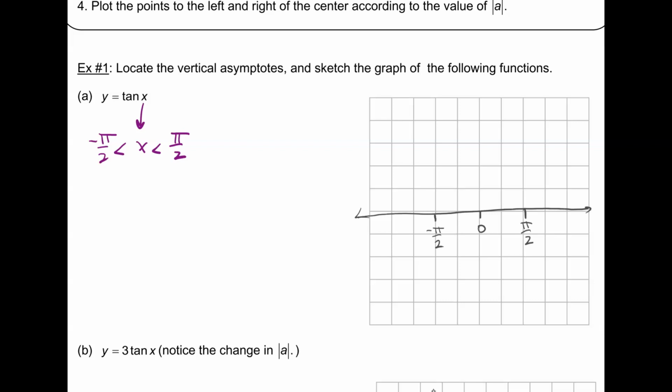Because I'm using the 4-line spacing. Okay, so our first thing, solve the inequality. Well, there's nothing to solve. X is already by itself. We're cool.